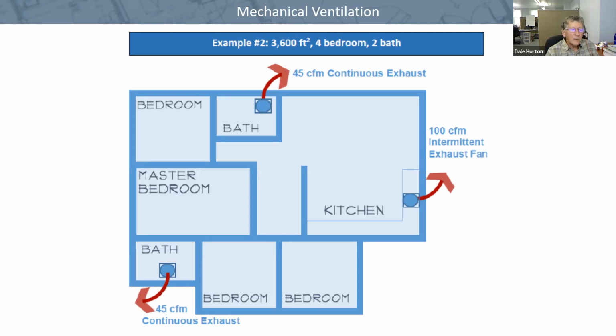And so one way of meeting this requirement would be to place 45 CFM continuous exhaust fans in each of the bathrooms. That gives you the total 90 CFM continuous exhaust, which complies with the whole house requirement. And then you've got the same 100 CFM in the kitchen that meets the local exhaust requirement.